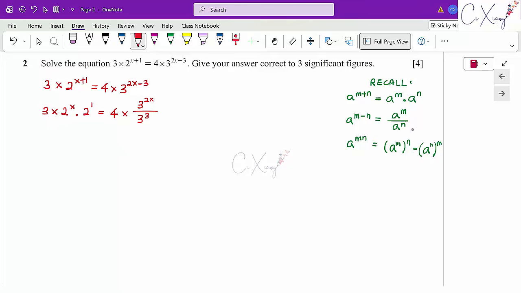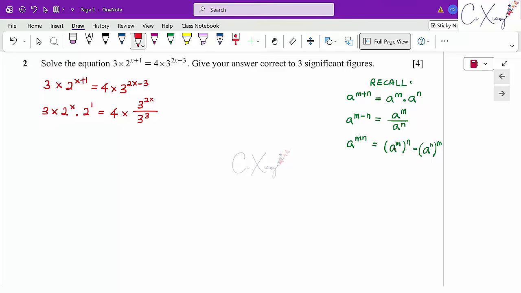Minus, right? Therefore, I can put it become divide. Okay, then after that, I still have this one, power 2x. So power 2x, I want to apply this particular property here. I want to separate either into this part or either into this part.